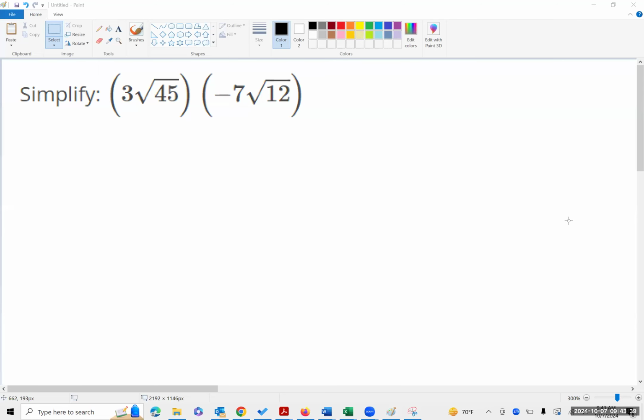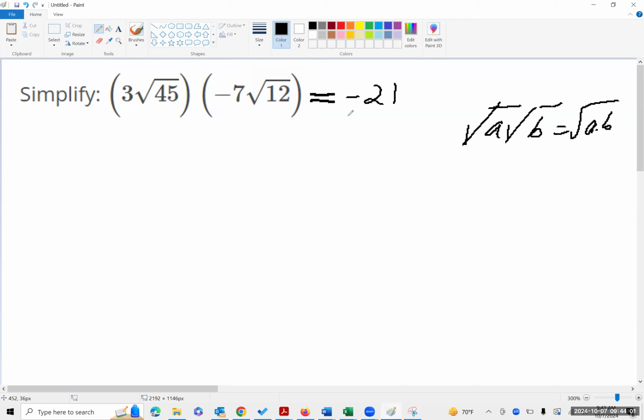So the very first thing I'm gonna do on this one is multiply the 3 and the -7. That's minus 21. And then I'm gonna use this rule that the root of A times the root of B is the square root of A times B.